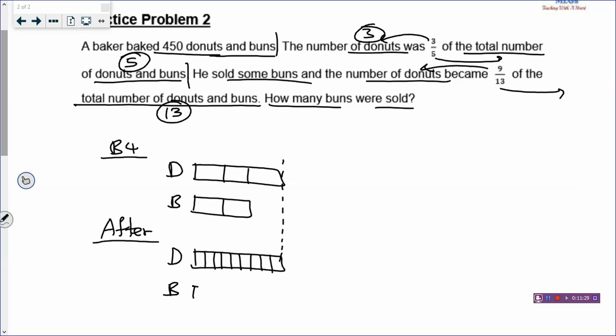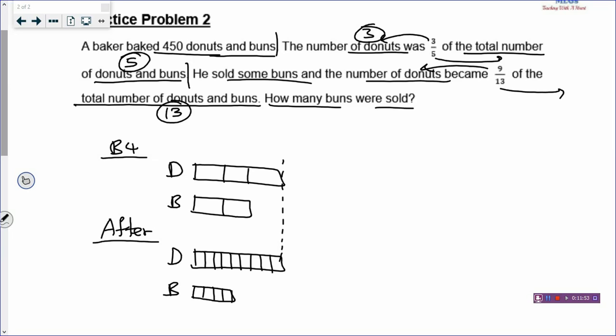So you draw a rectangle for the buns, and 1, 2, 3, and 4. Okay, and that is how your model looks. You can see the donuts is unchanged, but the buns have become lesser. So how many buns were sold? Well, you can put the question mark if you like. If you don't want to put the question mark, it's fine. If you think that putting the question mark makes the model messy, then don't put.